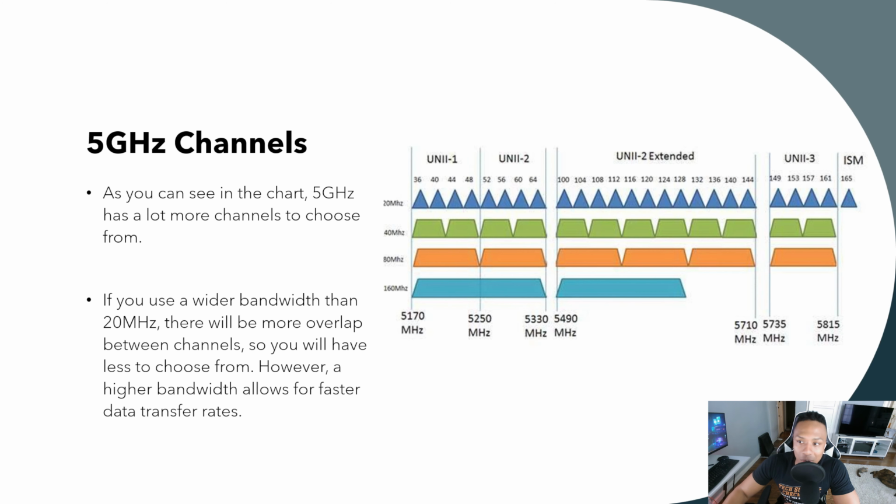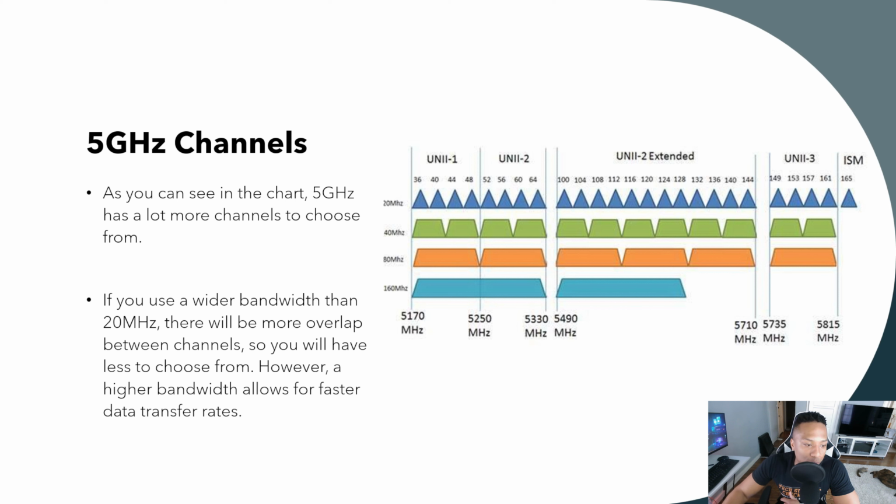So let's go ahead and talk about 5 gigahertz. As you can see with 5 gigahertz, there's a lot more channels to choose from. You have 36 to 165. That is the channel range here. You can't really see it too much in this chart, but there will be some overlap. Obviously, channels 36, 37, there's going to be some overlap. Channels 40, 41, there'll be some overlap. So these are the channels you can choose from.